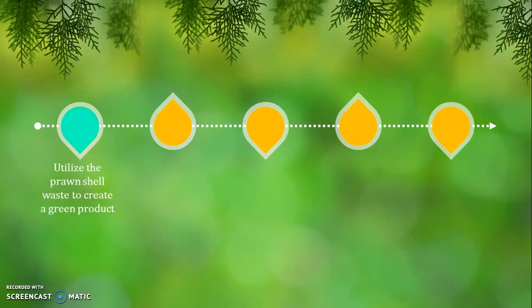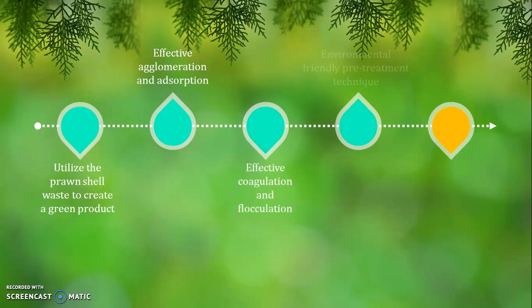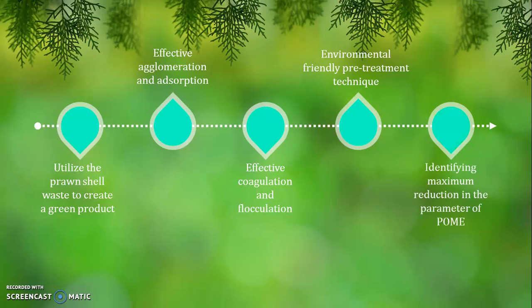At last, we can say we utilized the prawn shell waste to create a green product, from prawn shell waste to chitosan. The product itself, the composite particles, can enhance the efficiency in agglomeration and adsorption, followed by coagulation and percolation. It is an environmentally friendly pretreatment technique, because we are using natural, environmentally benign products. And we identified the maximum reduction in the parameters of POME.